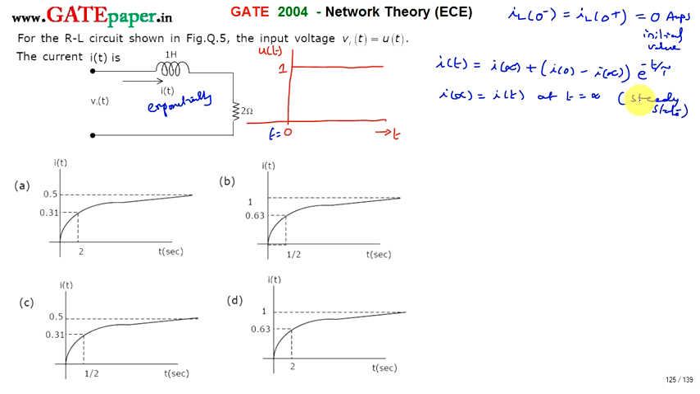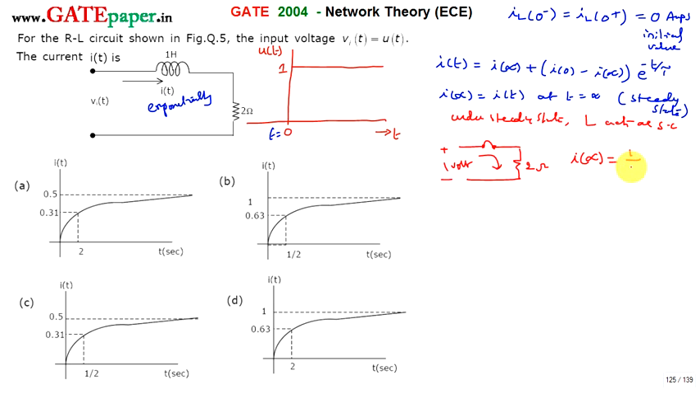Under steady state, what is the current flowing through the inductor? That is called i(infinity). Under steady state, the inductor acts as a short circuit. So replace the inductor with a short circuit, and there is only a resistor present, and we are applying 1 volt. The unit step has a magnitude of 1, and the resistor is 2 ohms. So the current at t equals infinity is i(infinity) equals 1 volt divided by 2 ohms, which is 0.5 amperes. So the final value of the current is 0.5 amperes.